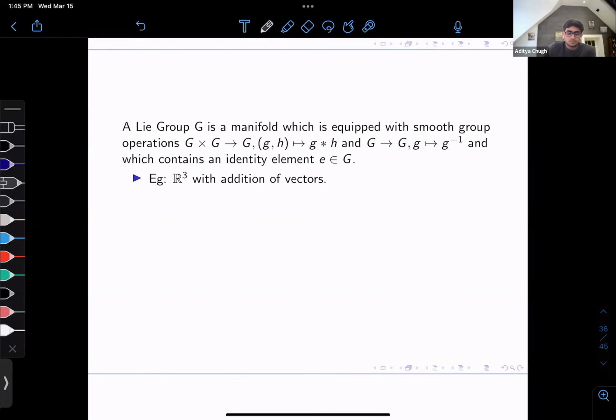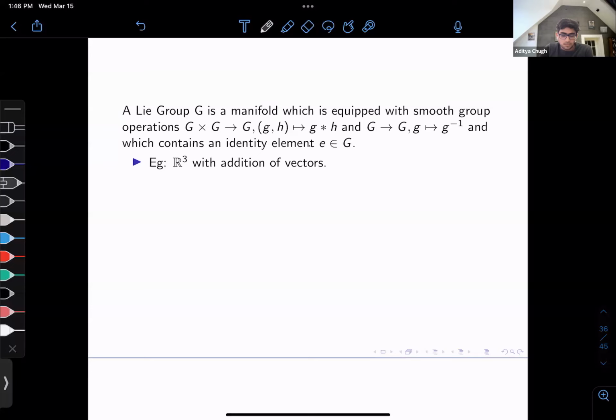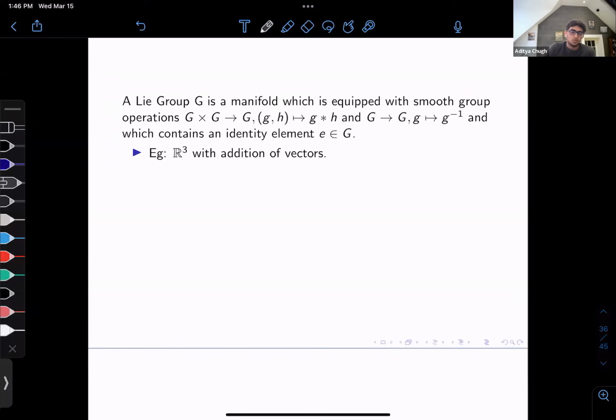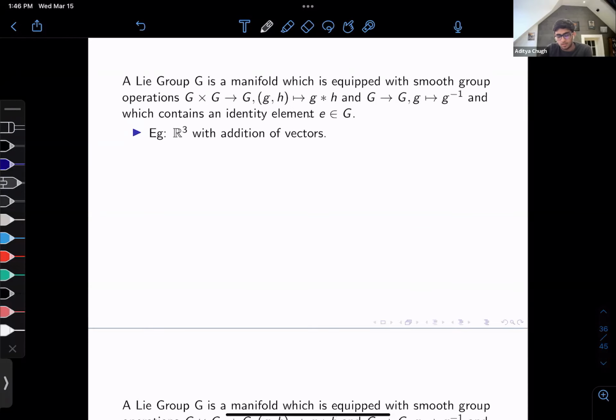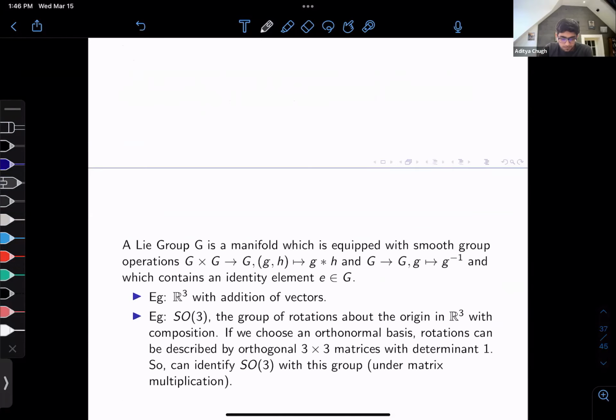Then, for example, R3 with the addition of vectors is a Lie group. So the addition of vectors is the binary operation here. The identity element is just the origin, 0, 0, 0. You have inverses because you can just negate each entry of the vector, and that would give you the identity. And then these operations are also smooth because entry-wise you can figure out the continuity and differentiability.